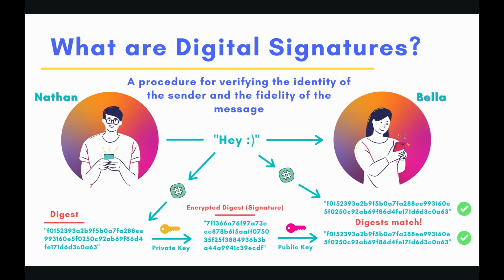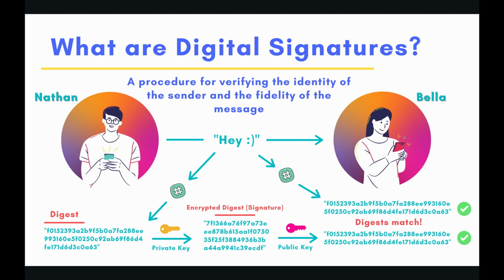With that digest, Nathan, or at least the software on his cell phone, will contain both a private key and a public key. What Nathan's phone will do is use his private key, which is just a series of random letters and numbers, to encrypt the digest, creating something called the encrypted digest. This encrypted digest is also known as the signature, and it is sent along with the message, hey, with a smiley face, to Bella.